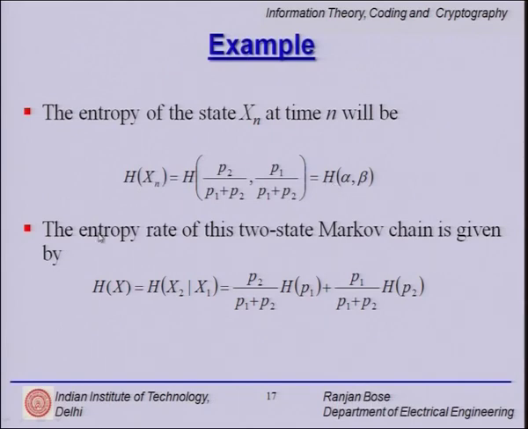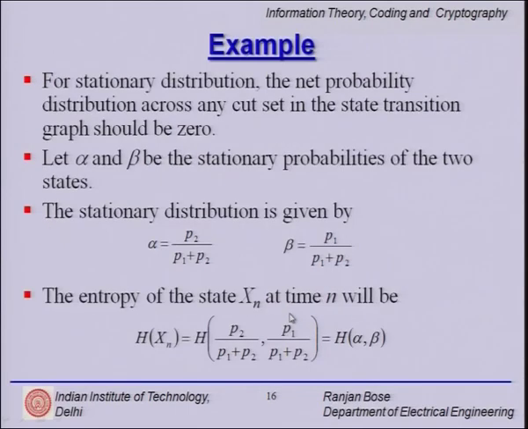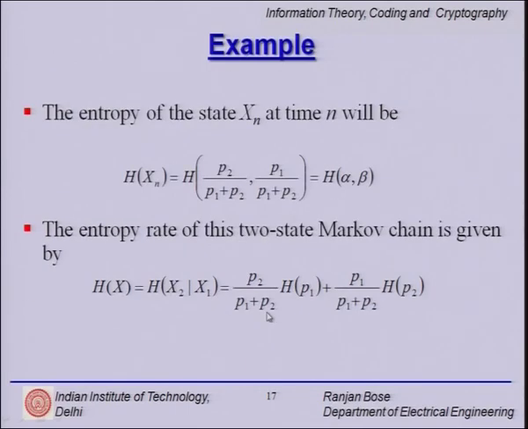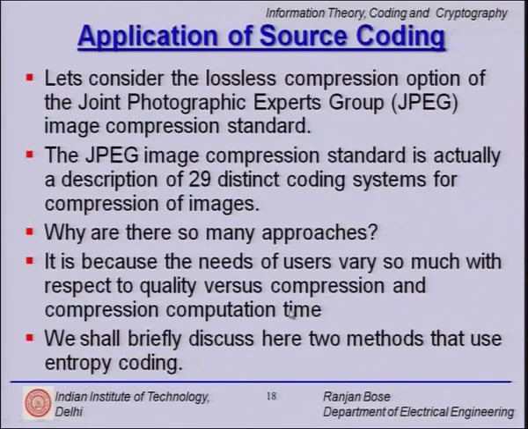So, if you want to find out the entropy rate of this two state Markov chain, it is given by H(X) = H(X2 given X1), the weighted probability. So, p2 over p1 plus p2, which is nothing but alpha. So, I have got alpha H(p1) plus beta H(p2). This is a simple example of how you can apply your concepts to entropy rate, and you could have 3 state, 4 state up to n state Markov process.